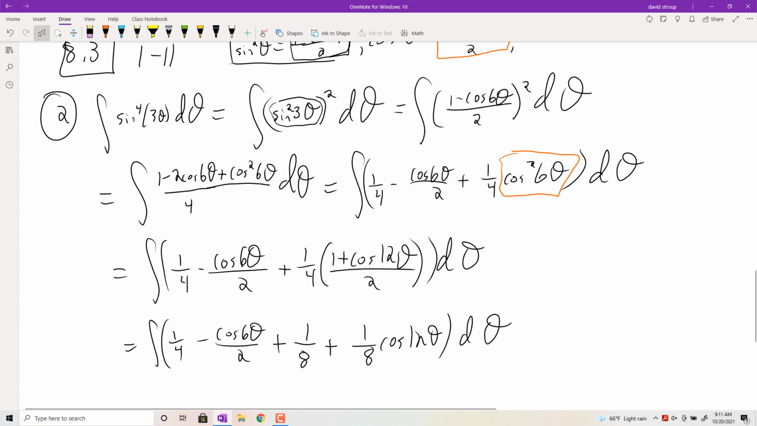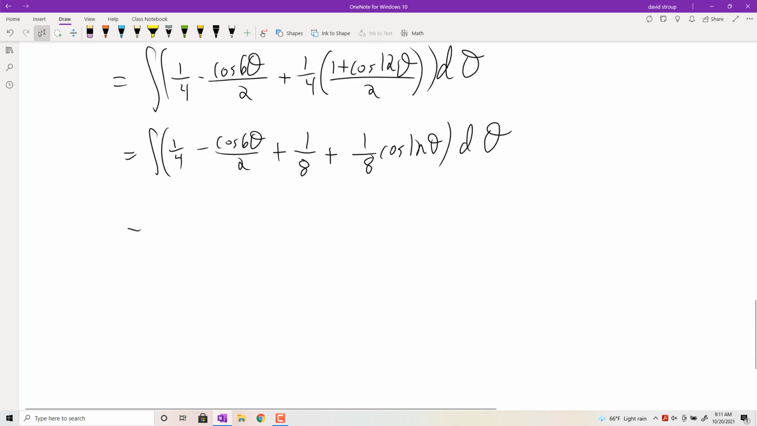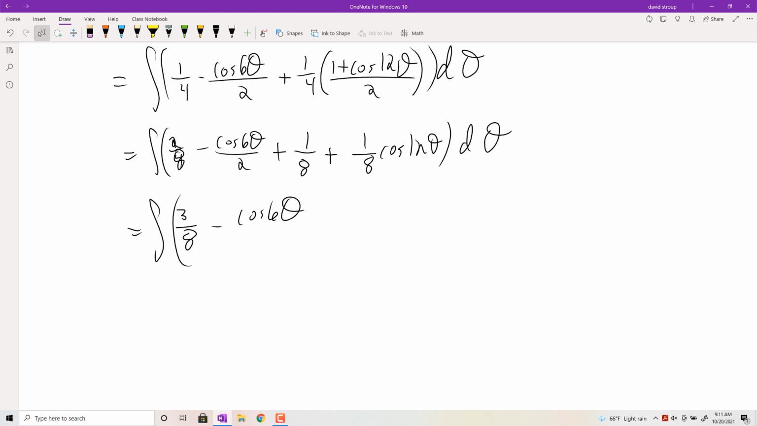And then I can combine the 1/8 and the 1/4. So the 1/4 is the same as 2/8. In other words, I have the integral of 3/8 minus cosine of 6 theta over 2 plus 1/8 cosine of 12 theta. So now I'm going to go ahead and integrate.